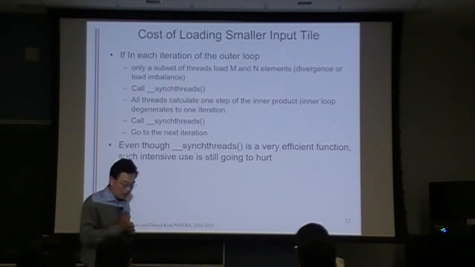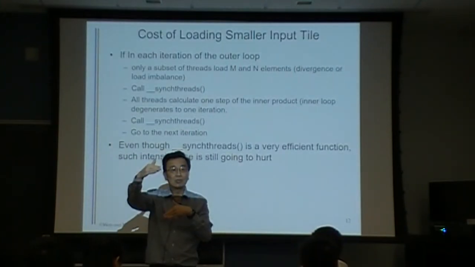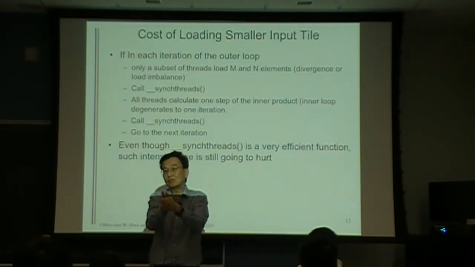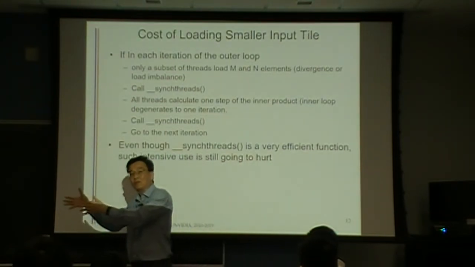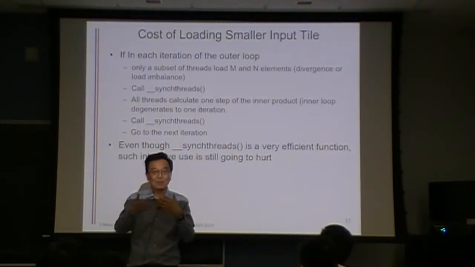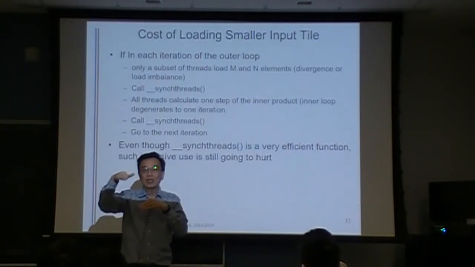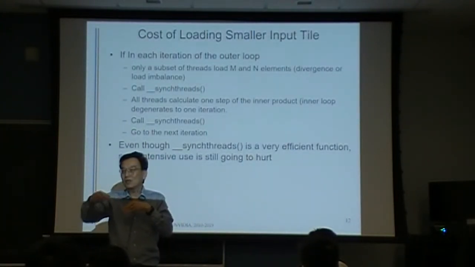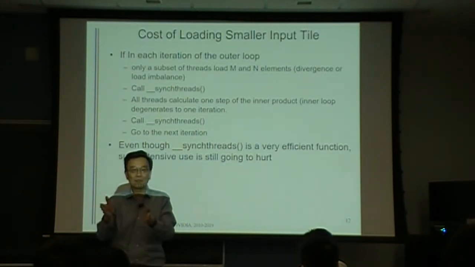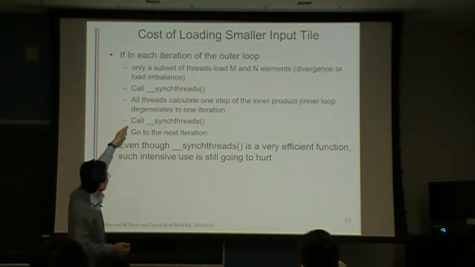And remember, each time we finish these outer loop steps, we need to do sync threads to make sure that all the threads are in sync before we can override the elements in the shared memory. Before the next batch of input tile elements can come in, you need to make sure that all the previous input tile elements have been consumed by all the threads. So we have these two sync threads. One is to make sure that all the elements have indeed been loaded before the threads all take the steps. And the second one is to make sure that all the threads have finished the steps before the next tile elements can come in. So those two sync threads are still going to be there.